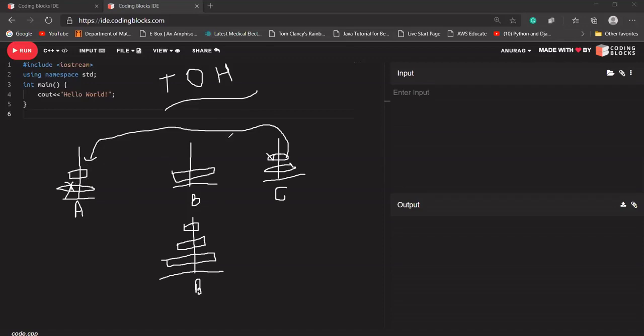Let me remove this, because we have already placed this disc at position B. Now I can erase this because I have moved this disc from C to A. So now the disc that is at the top of C, I can move it back to B, because that is the medium one.